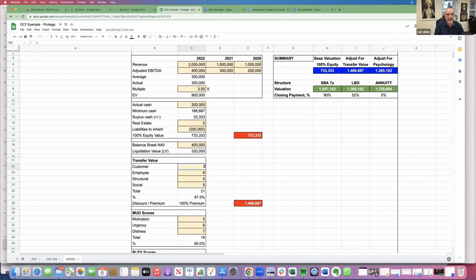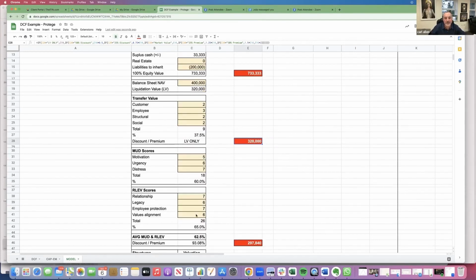If you drop this down and say, well, customer was a 2, maybe employee was a 3, now it's only at market value, structural was a 2, now it's discounting it, it's getting lower and lower to liquidation value. Look at this. We only scored 9 out of 24. We only have a 37.5% liquidation transfer value now. So we're at liquidation only value. The model's telling you, guys, don't pay any more than 320 grand to buy this business unless you're doing an annuity. You can put in the MUD scores, the RLEV scores.